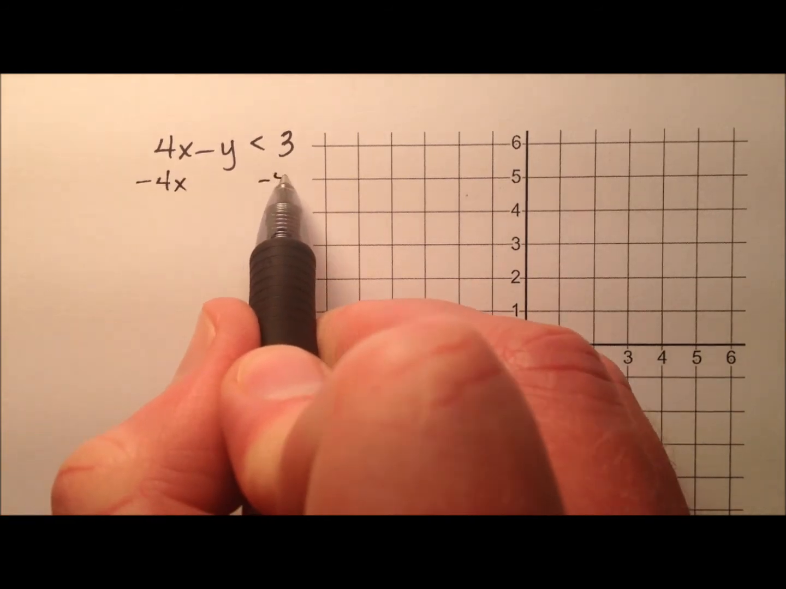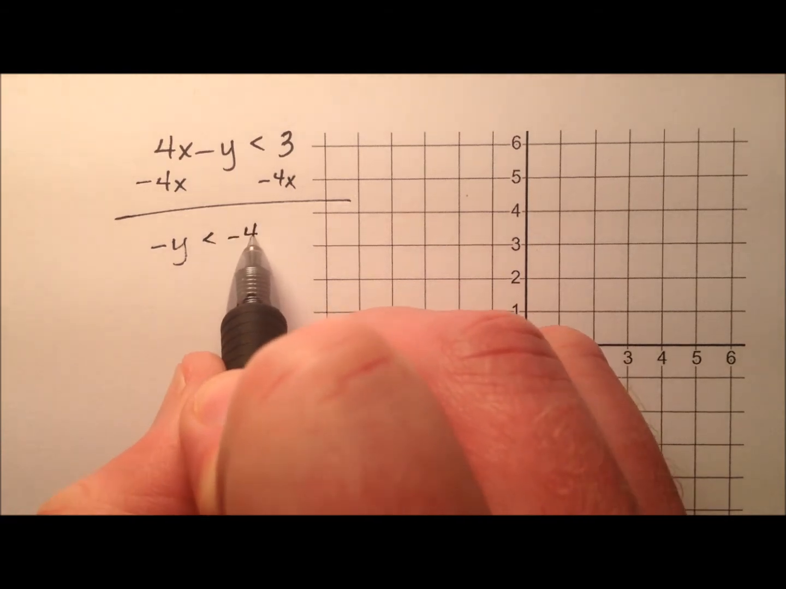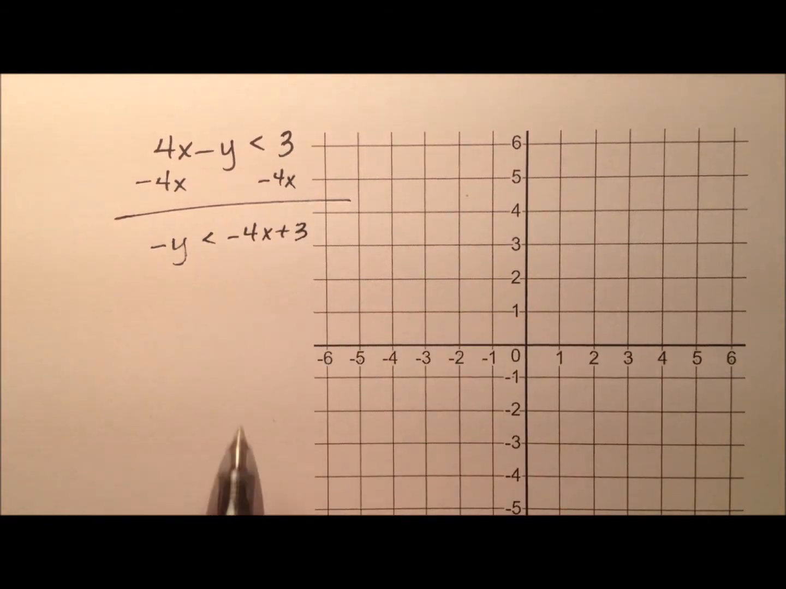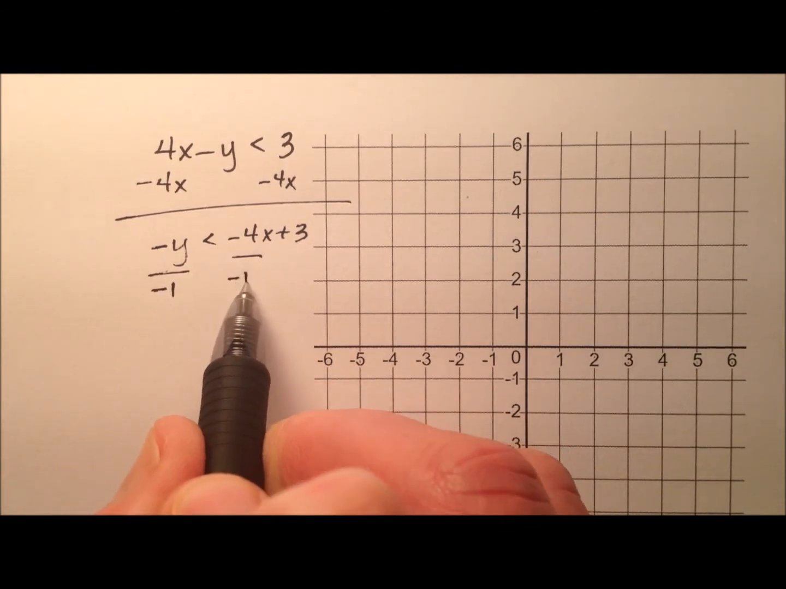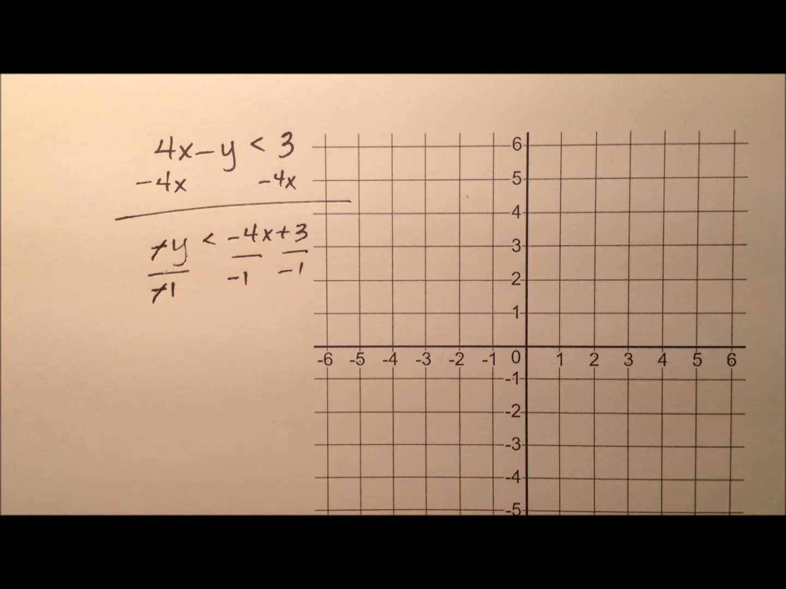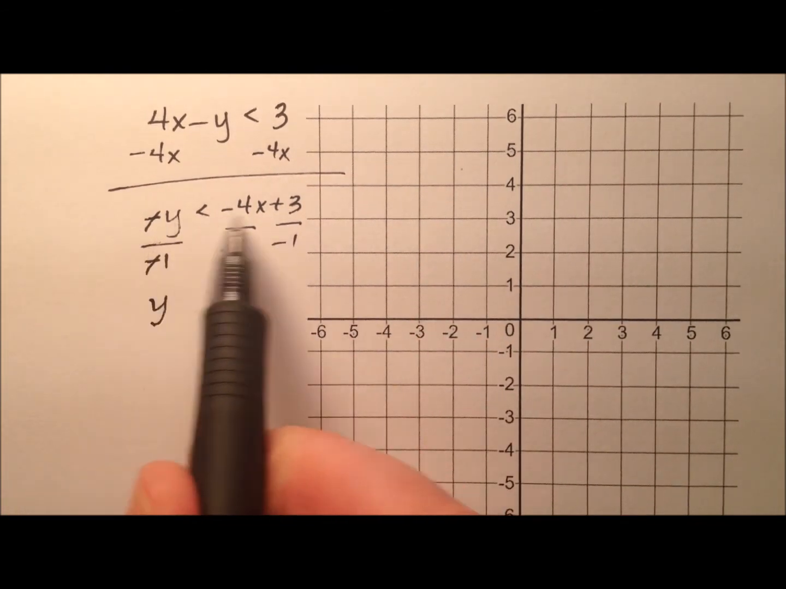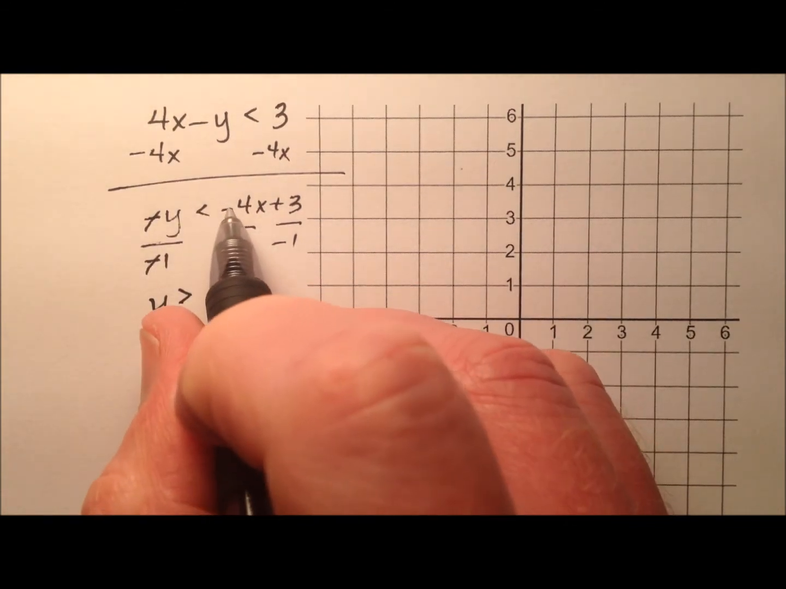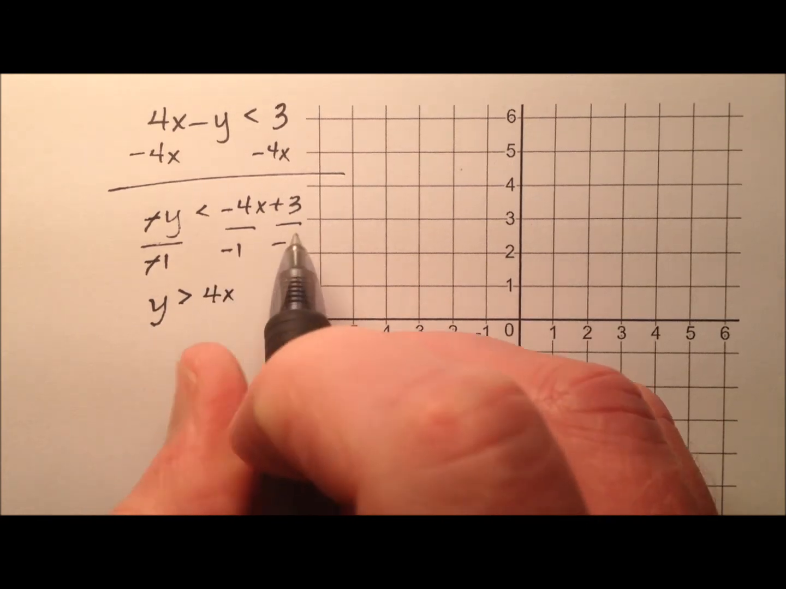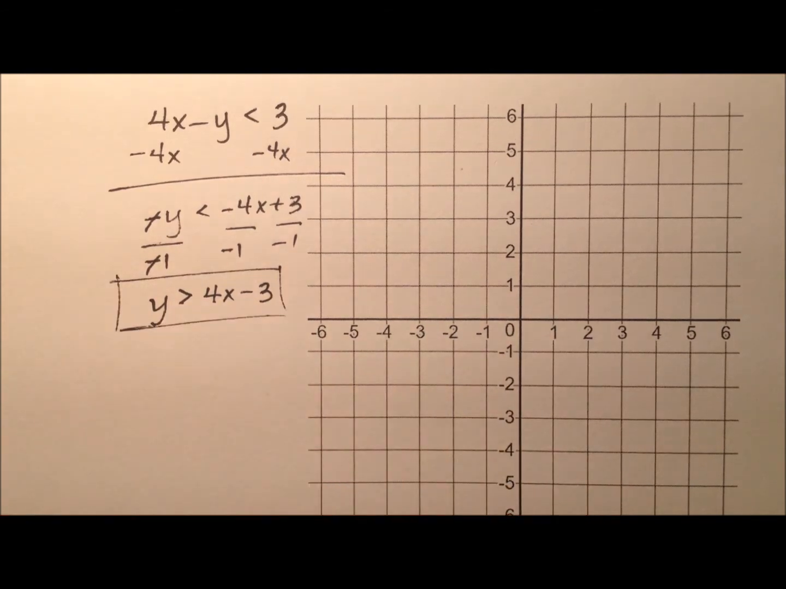So we'll subtract 4x from both sides, and we'll have negative y is less than negative 4x plus 3. Of course, we want the y to be by itself, not a negative y, so we'll divide every term by negative 1 to get rid of that negative. But remember, when you multiply or divide an inequality by a negative, you have to flip the sign of the inequality. Okay, and then the negatives cancel here, so 4x and positive 3 divided by negative 1 is minus 3. So here will be what our inequality looks like in slope-intercept form.